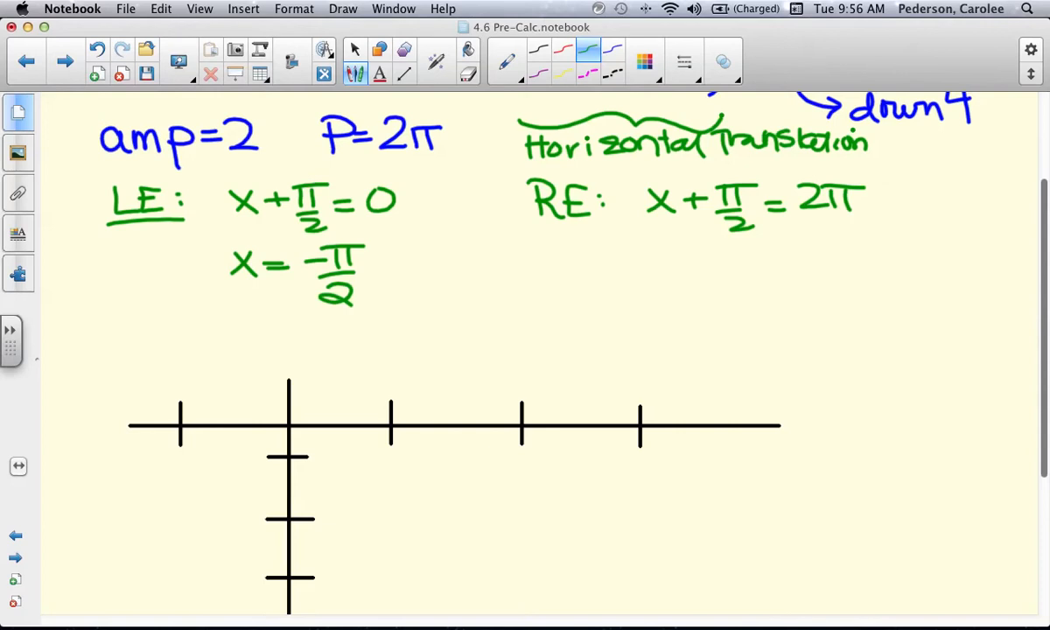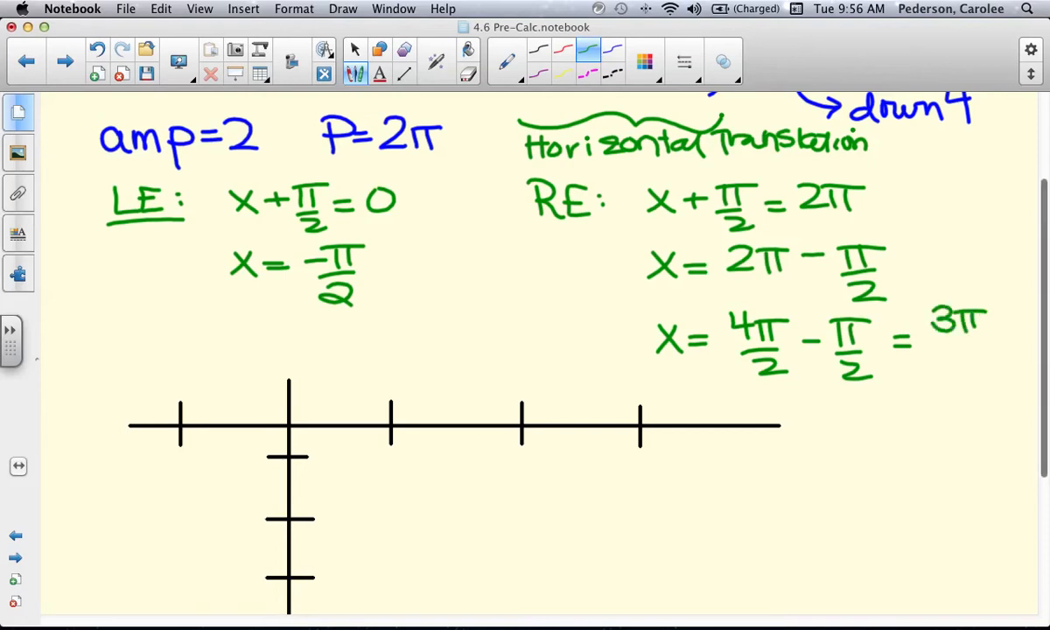Then subtract pi over 2 again. But now I have unlike denominators. So I need to make them alike. What will my denominators both need to be? 2. So I increase the 2 pi to 4 pi over 2. So 4 pi over 2 minus pi over 2 is 3 pi over 2. So that's where my revolution will stop. So I'm going to start at negative pi over 2. Stop at 3 pi over 2.